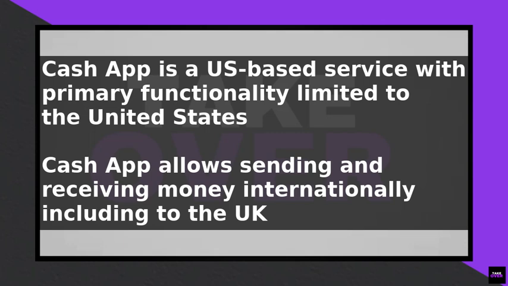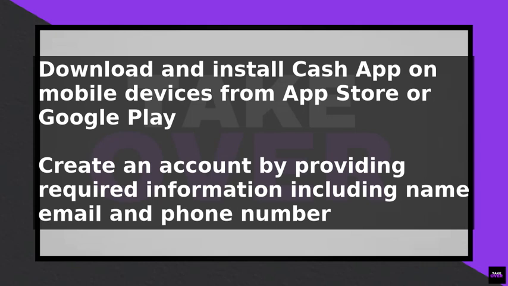First, download and install Cash App on your mobile device. You can find it in the App Store for iOS devices or the Google Play Store for Android devices. Once installed, create an account by providing the required information, including your name, email address, and phone number. Next, link a debit card or bank account to your Cash App account. This will allow you to fund your account and send money to others.